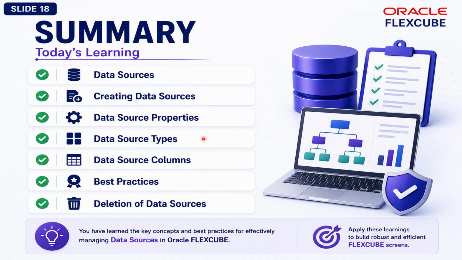We understood the different data source types: normal, query, in-only, and summary. We also learned how to add and configure data source columns. Finally, we reviewed Oracle recommended guidelines, best practices, and the rules for deleting data sources. In the next part of this series we will move to data blocks.